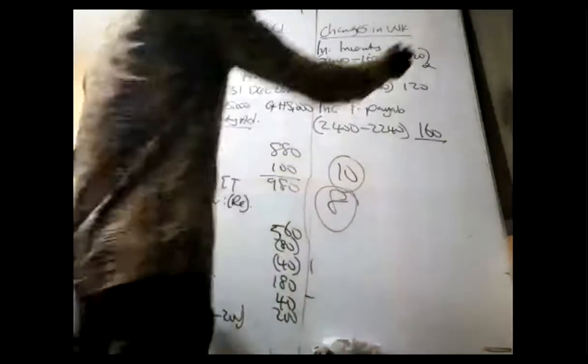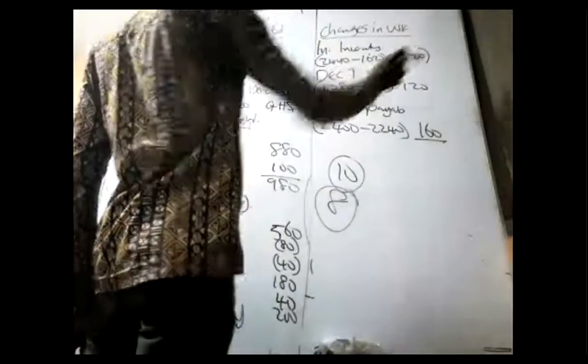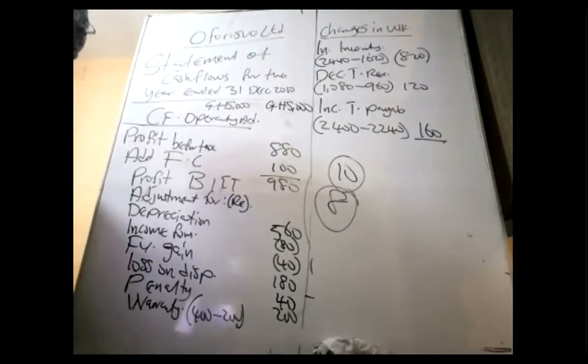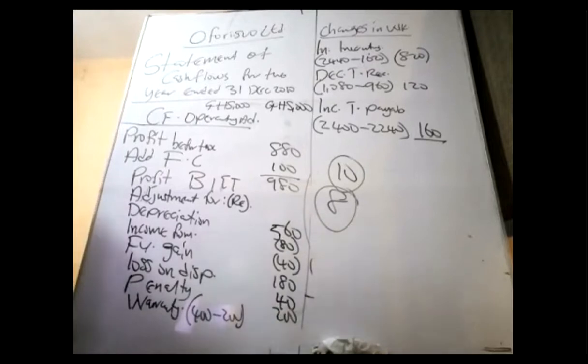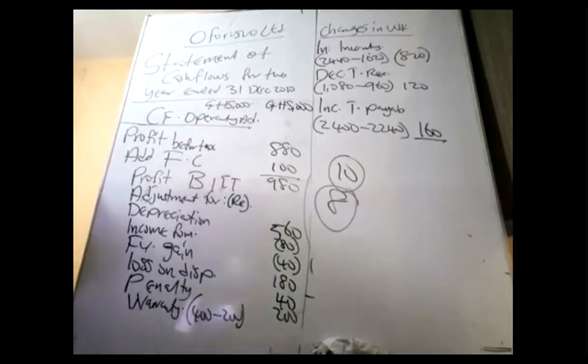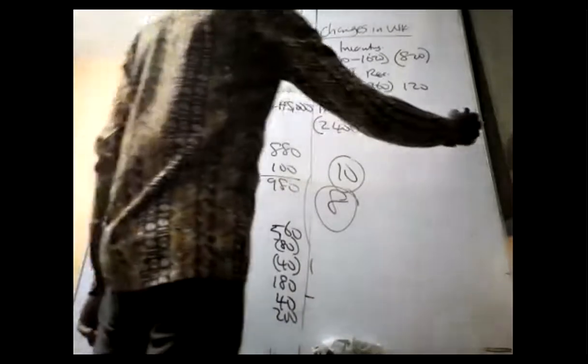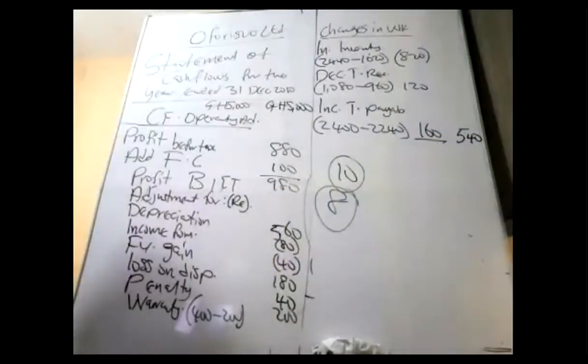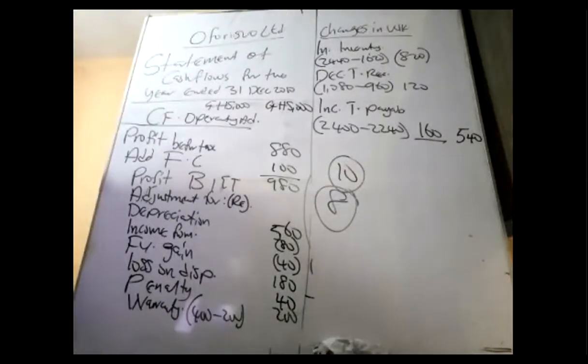Okay. Now let's sum them up: minus 820 plus 120 plus 160. Then let's see the answer. This one gives us minus 540. Push it to the last section: 540.